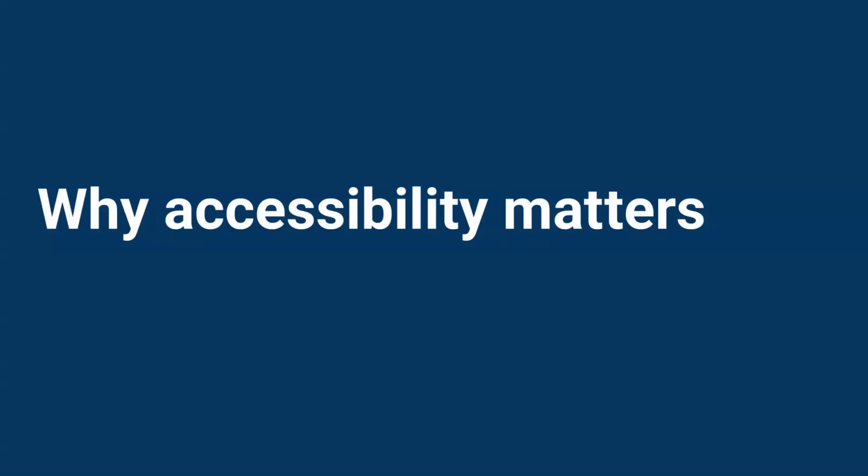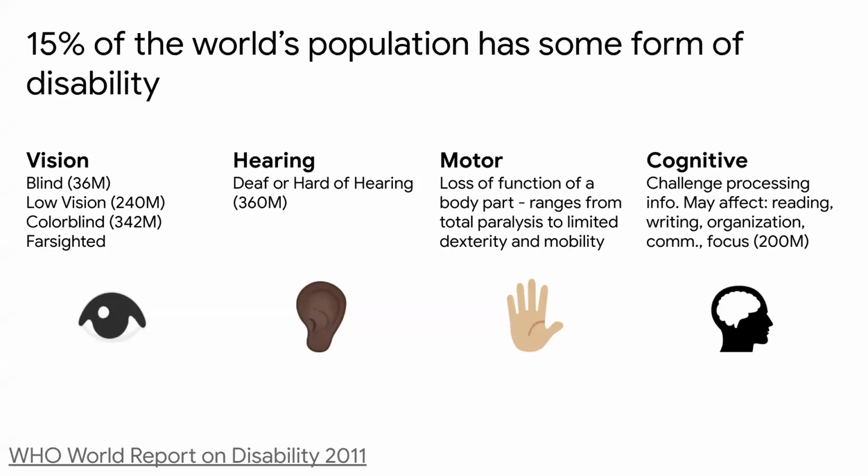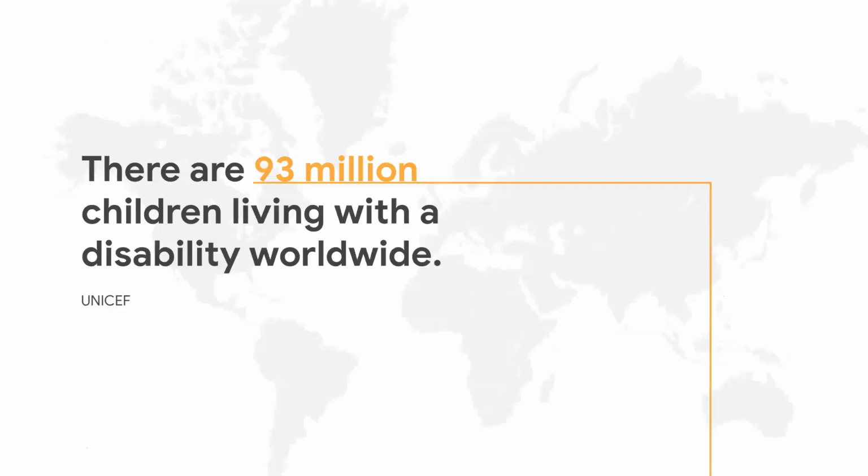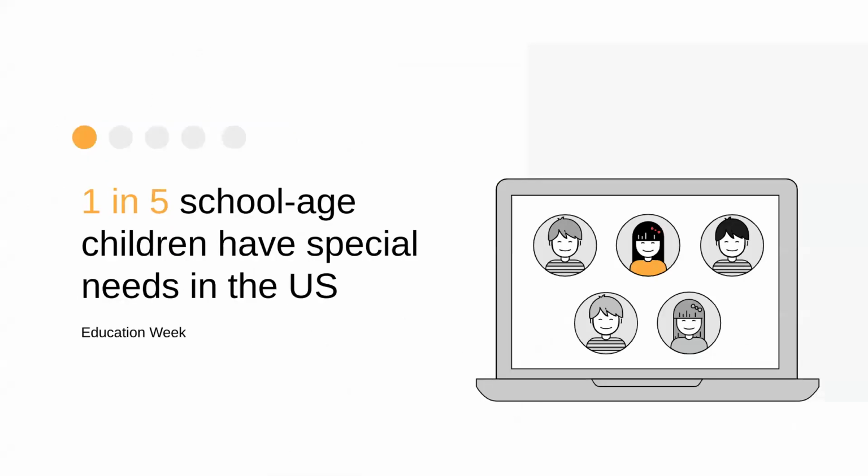So of course, I think all of us here are bought into why accessibility matters, but of course we understand that 15% of the population has some form of a disability. I feel like I'm most likely preaching to the choir here, so I won't go into too much detail, but of course, this massive population with varying needs across vision, hearing, motor, and cognitive. And there are 93 million children worldwide with a disability or a diverse learning need. In the US alone, 1 in 5 school-age children have some form of special need.